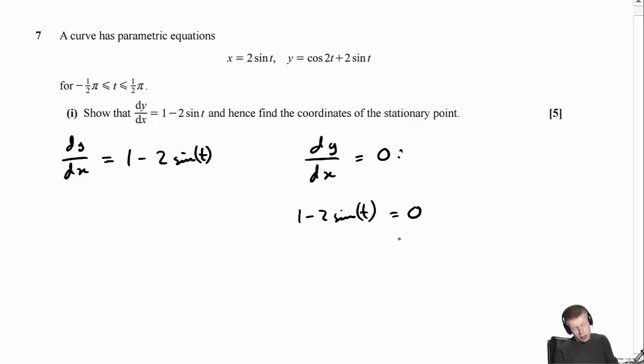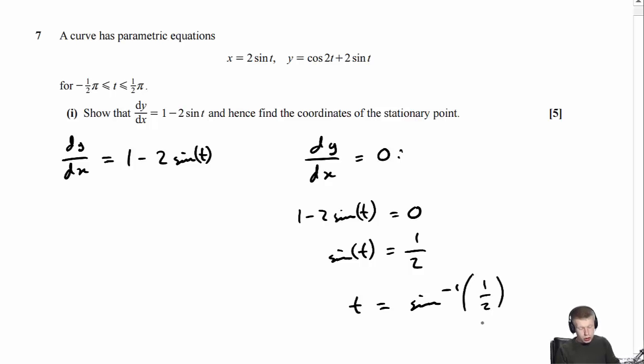I want to solve this equation. So let's take the 2 sine t over the other side. So I've got 2 sine t equals 1. You happy with that? And then I'll just divide through by 2. So I've got sine t equals a half. So what is t? Well, t is just the sine inverse of a half.